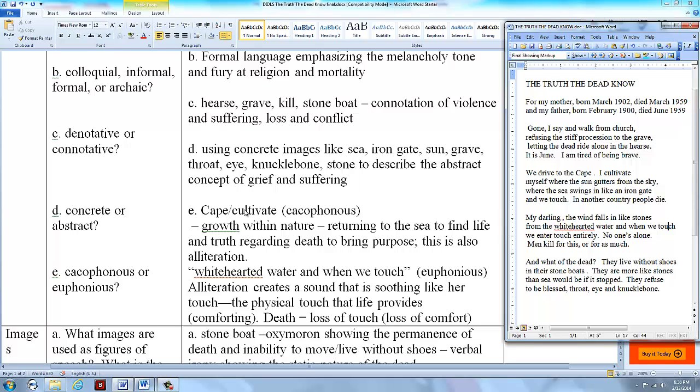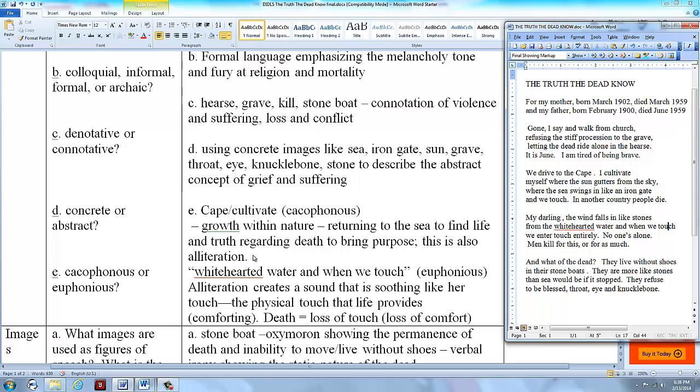harsh C sound here, and the cacophony of that, I think, shows this idea that she's returning to nature. She's returning to the sea to find life, to find truth. And that's a hard conflict. That's a hard battle because she doesn't know if it's going to be there. And I think that's why she gets that sarcastic moment, because she's searching, and what we find at the end is she doesn't necessarily find, at least she doesn't find religion. Euphonious words are words that are going to have more of a soothing sound.